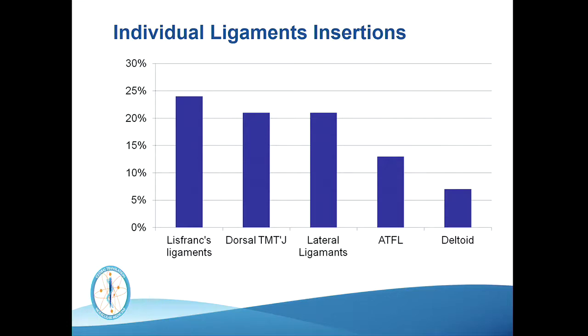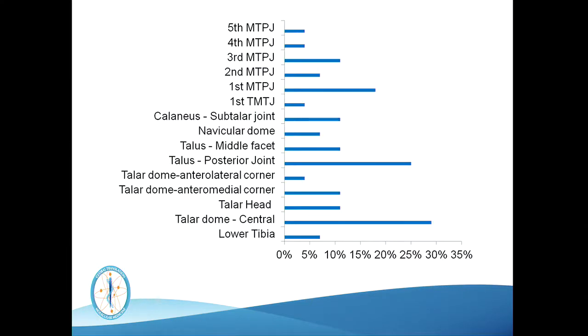And this reflects really what the Freyberg's classification of where we get the abnormality. We found most commonly it was midfoot, really, where the ligaments were having abnormality.